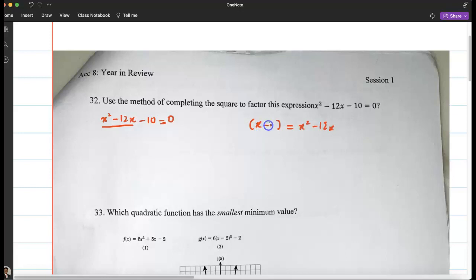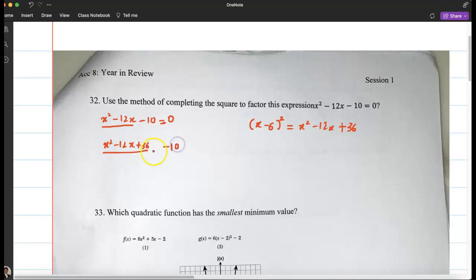x minus 6, the whole square. What is x minus 6 the whole square? x squared minus 12x plus 36. So this number should have been 36. But it's not 36, it's 10. So I want 36, so I'll take 36.